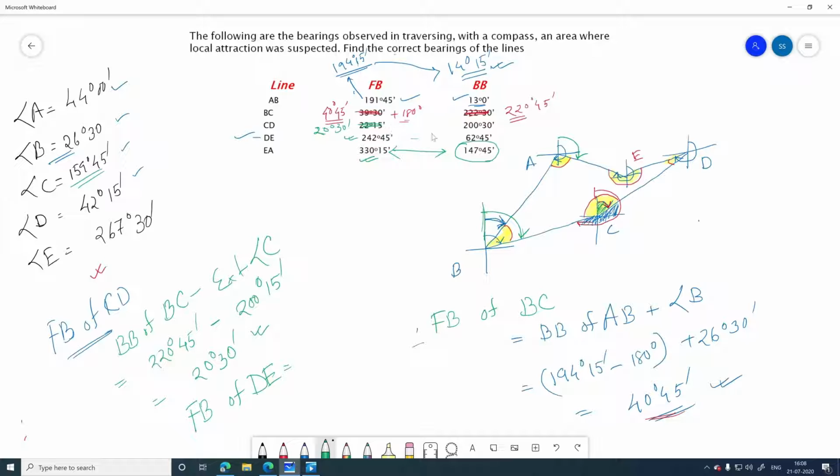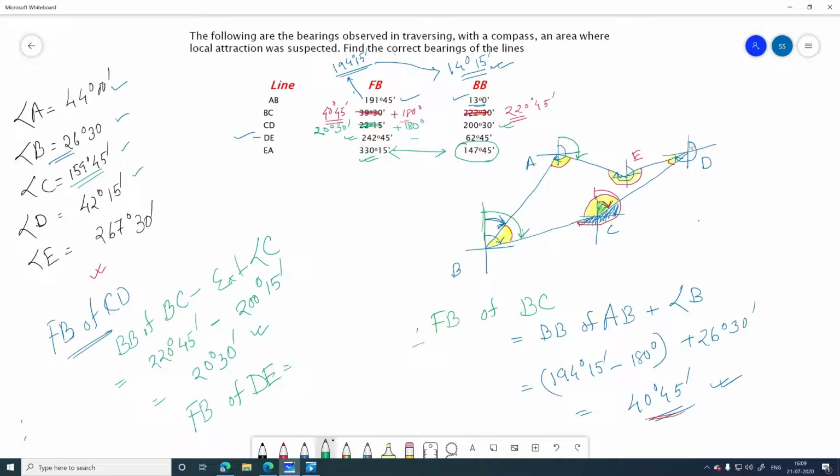So the correct value of the back bearing of CD is 20 degree 30 minutes plus 180 degree. If you make the summation, it will be equal to 200 degree 30 minutes. That means our correction cycle is complete, all the lines are corrected. You can cross check that the back bearing of CD is 200 degree 30 minutes.